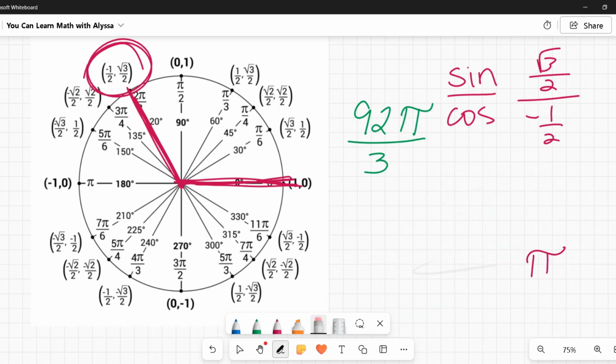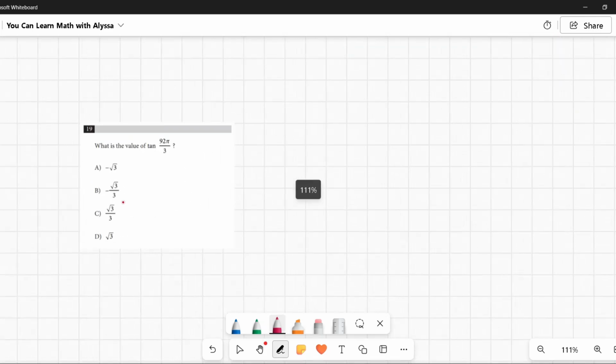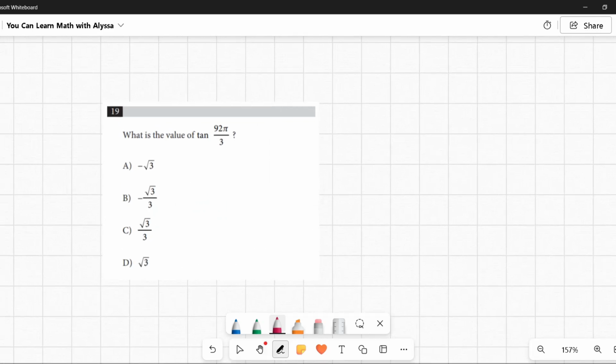So that is going to be, let's erase this so I have some room. Remember, those 2's just vanish, and we're left with square root of 3 over negative 1, which would be the same as negative square root of 3. Now let's go down and look here, and sure enough, negative square root of 3 is right there. That is my answer.